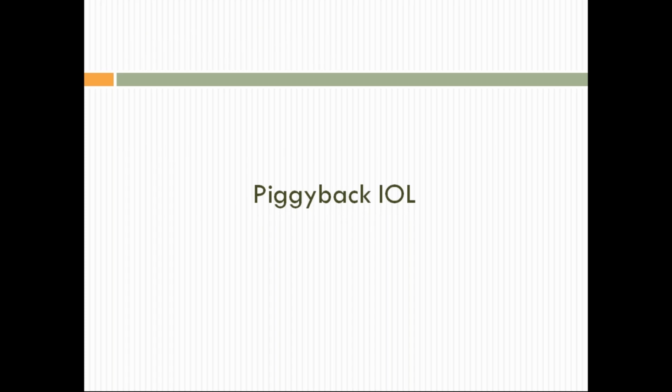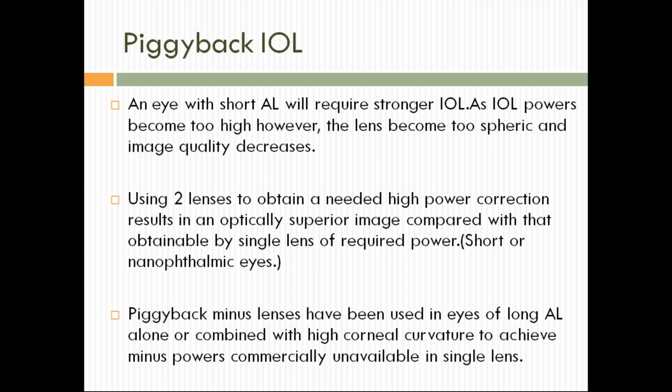Next one is the piggyback IOL. An eye with short axial length will require a stronger IOL. As IOL powers become too high, however, the lens becomes too spheric and image quality decreases. Using two lenses to obtain a needed high power correction results in an optically superior image compared with that obtainable by a single lens of required power. So it is very helpful in short or nanophthalmic eyes.